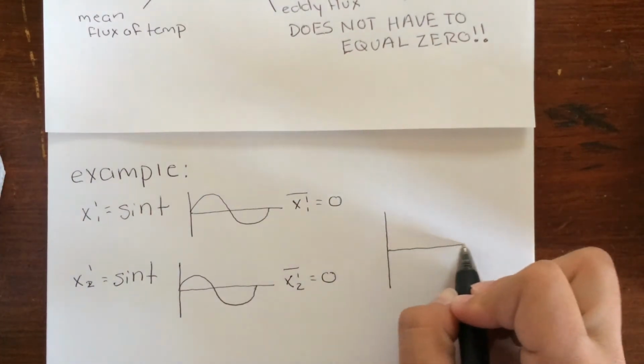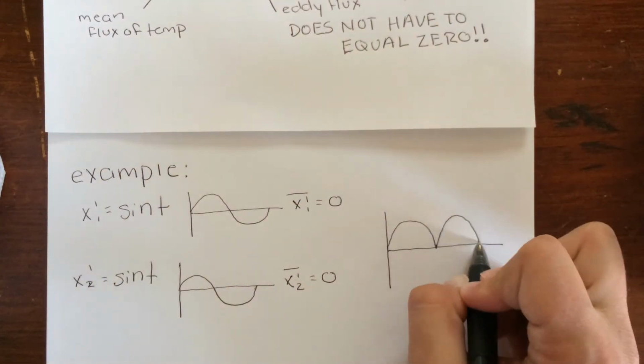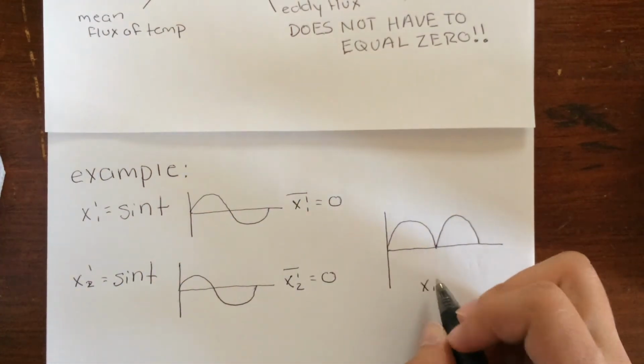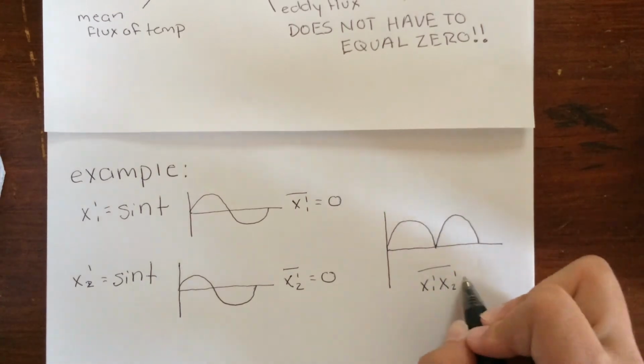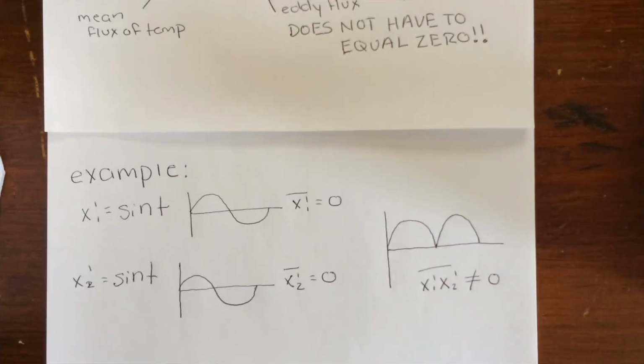Now, if we multiply these anomalies together, we see that our time series looks very different, because when we multiply two negatives, we get a positive. Now when we take the time average, it does not equal 0.